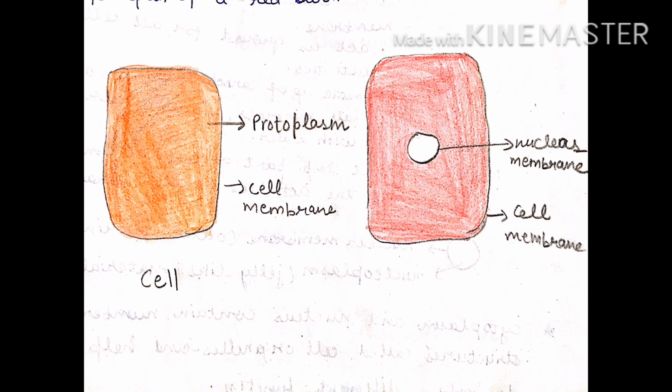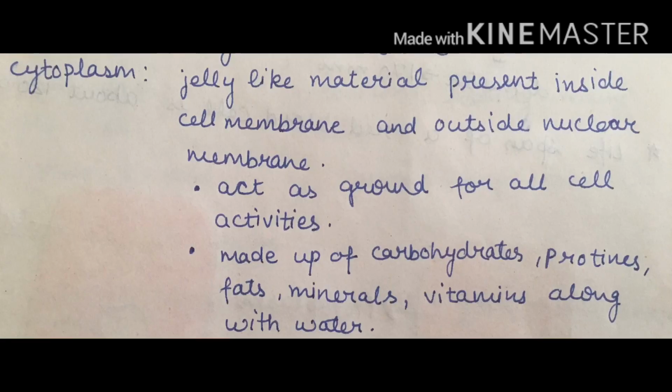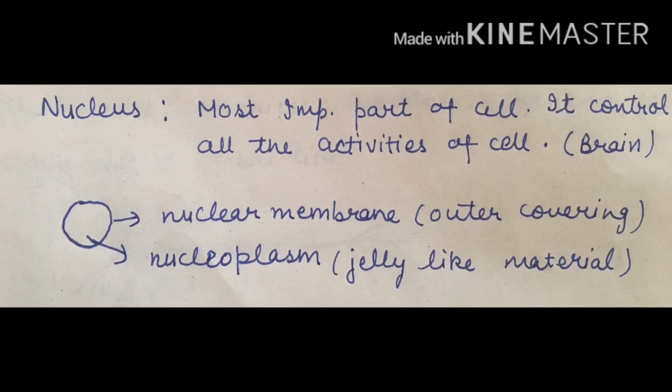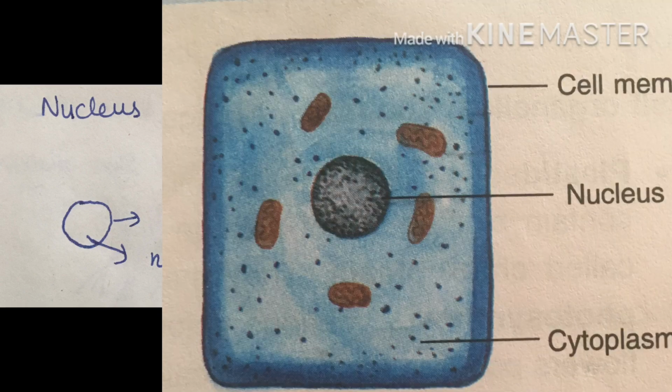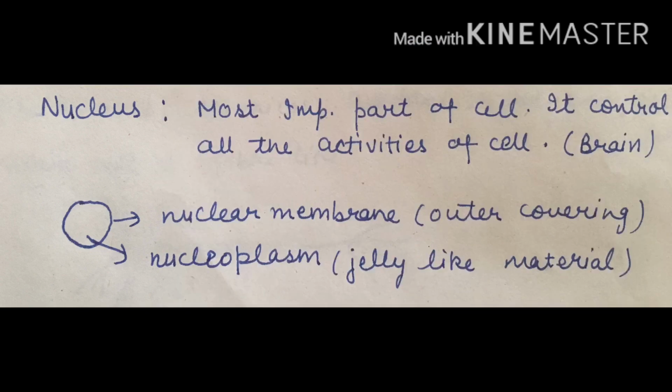So cytoplasm acts as a ground for all the cell activities, and it's made up of carbohydrates, proteins, fats, minerals, vitamins along with water. Now we are going to talk about the nucleus. Nucleus is present mostly at the center of the cell. As you can see, the nucleus is the most important part of the cell, because it controls all the activities performed within the cell. So the nucleus is the brain of the cell.